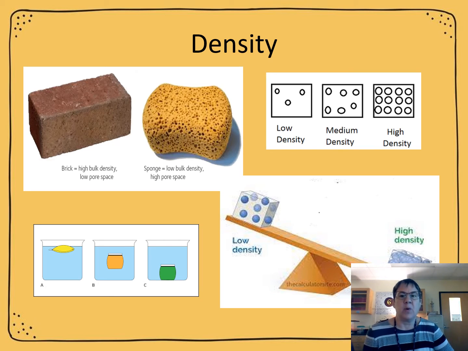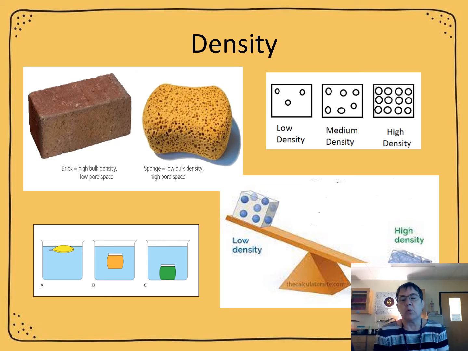This slide gives you some great examples of density. You can see that brick is high bulk density. There's a lot of matter packed together tightly. There's low pore space. There's not a lot of little holes in that. The sponge has low bulk density. There's a lot of space in between. A lot of air can get in and out. There's not a lot of matter packed into a little space.